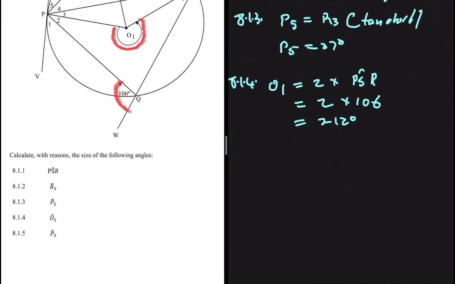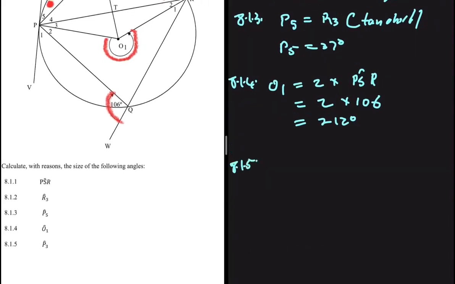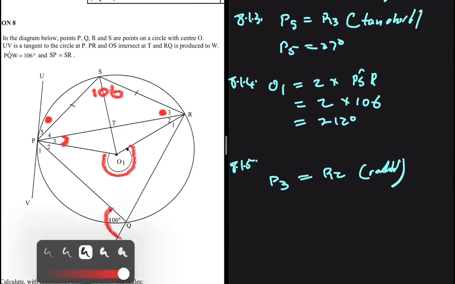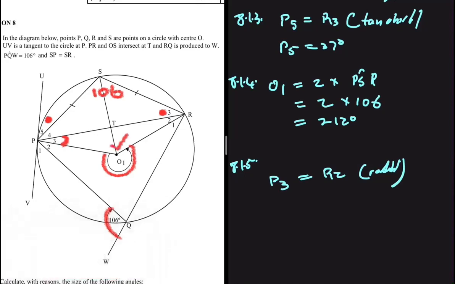Let's look at 8.1.5. We're looking for the size of angle P3. That should be easy to compute. Why am I saying that? P3 is equal to R2 because they are all radiuses, right? And then if we have the size of angle O1, then we have the size of this angle POR.